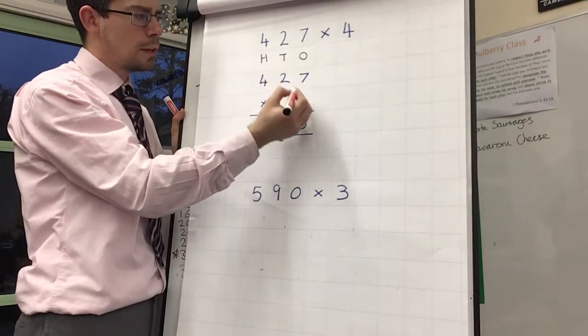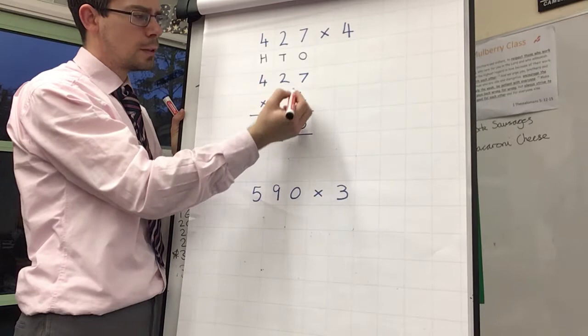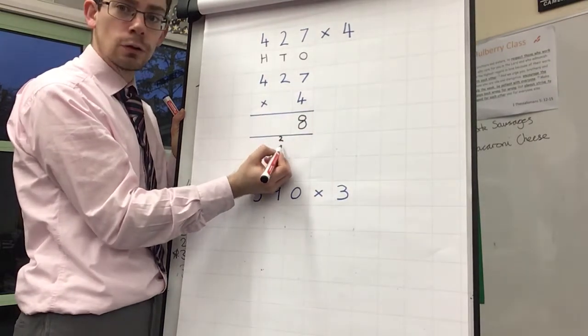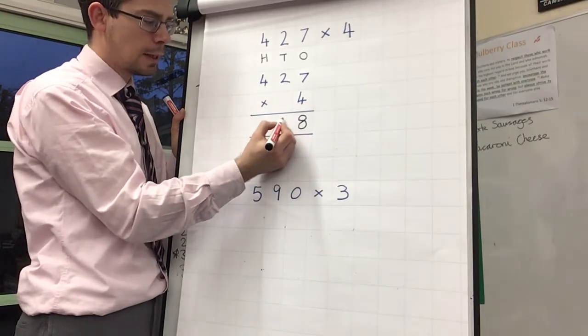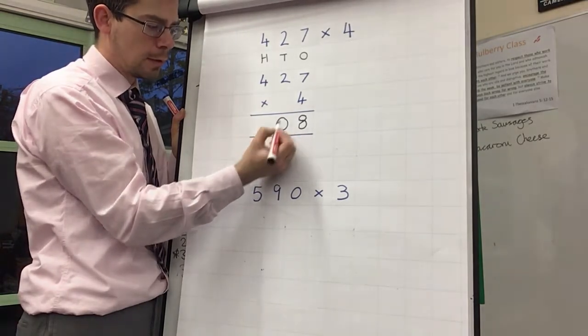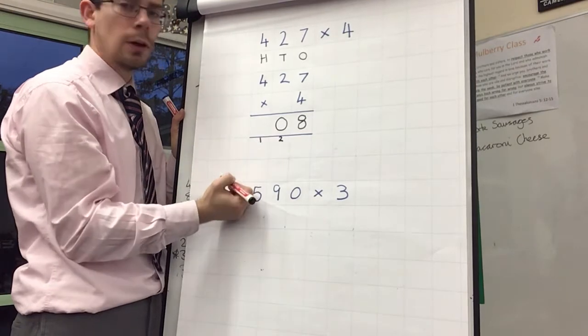I've then got 2 tens times 4. 2 tens times 4 is 8 tens. I've got 2 more to add here, so I end up with 8 add 2 tens, 10 tens. So 0 in there, and then the 1 over here.